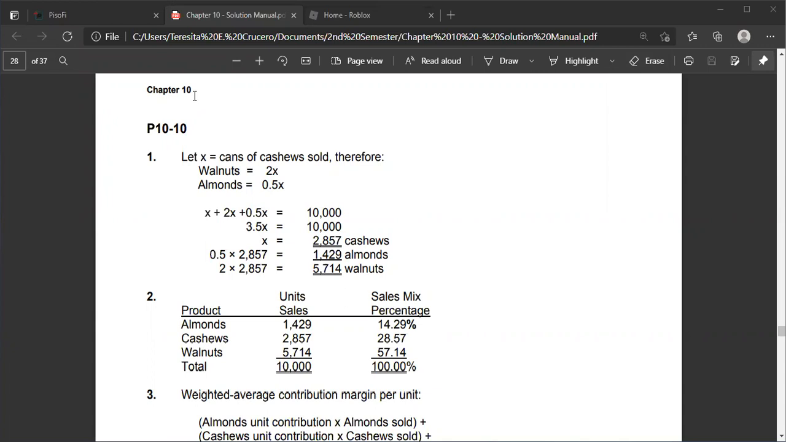So again, the requirements, we have 6. Number 1, compute the number of cans of each kind of nut sold. Now we have 3 types of nuts: almonds, cassoys, and walnuts. 10,000 cans of nuts were sold, and the amount of walnuts sold were twice as much as the number of cans of cassoys, whereas almond sales were one half of the amount of cassoy sales. Fixed costs were 40,000, and the unit sales prices and the unit variable cost were as follows.